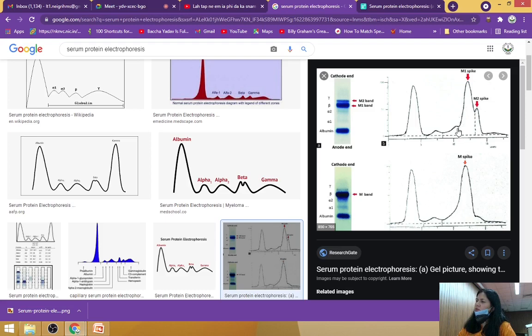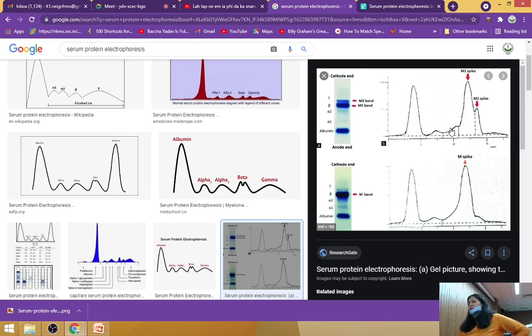Then alpha-2. In the alpha-2 region, what are the proteins present? Alpha-2 glycoprotein. Any other? Alpha-2 macroglobulin, okay. And ceruloplasmin. In the beta band, what is present? C-reactive protein is present in which band? Beta globulin. Yes, in the beta band, C-reactive protein is present.